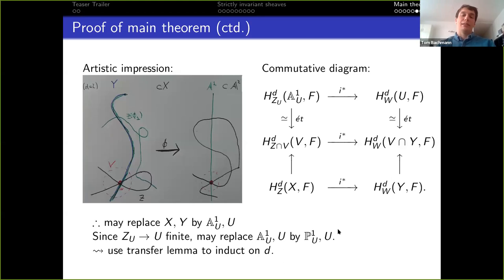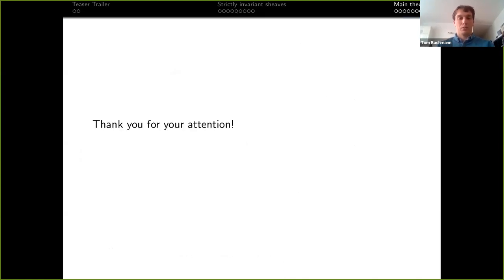Okay, so now I need to understand somehow the pullback from u to P1 over u. And it turns out that this is exactly the sort of thing which we can understand using this transfer trick. And then we can get an induction started. And right, if you keep fighting, you may prove the theorem. And that's the end.